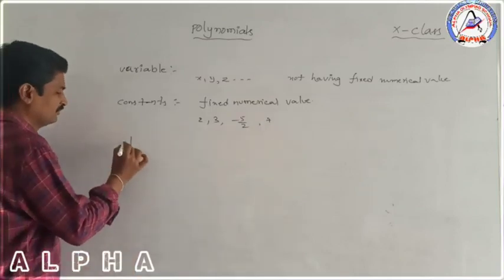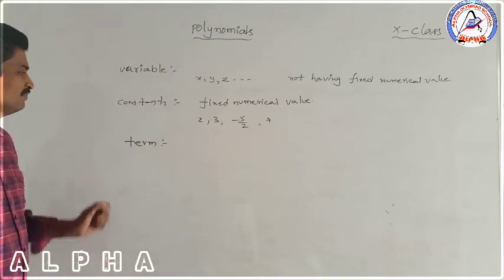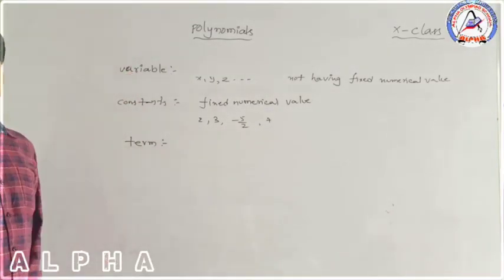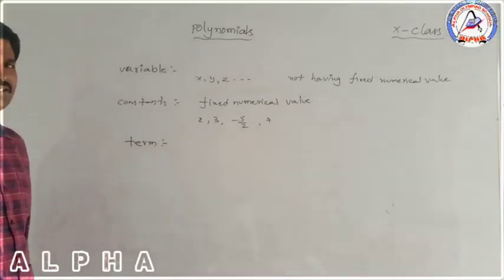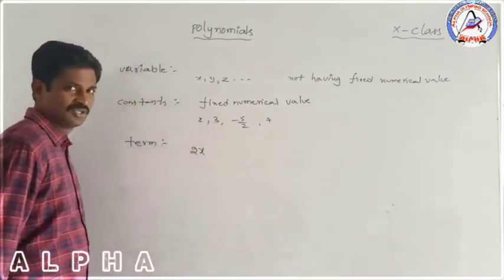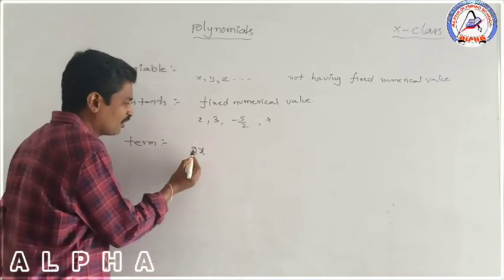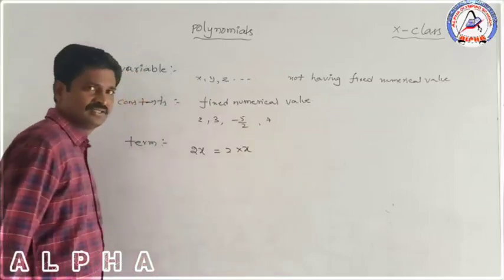Next, term. Term means the product of a variable and a constant is called a term. Variable and constant. Suppose 2x. 2x is a term. That means it is the product of two factors. It can be written as 2 into x.